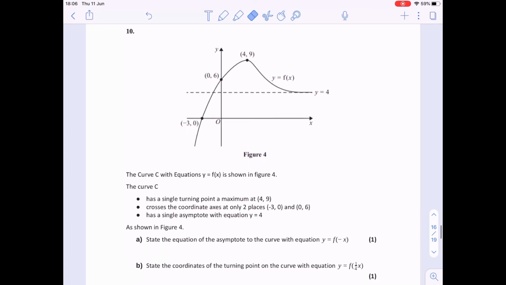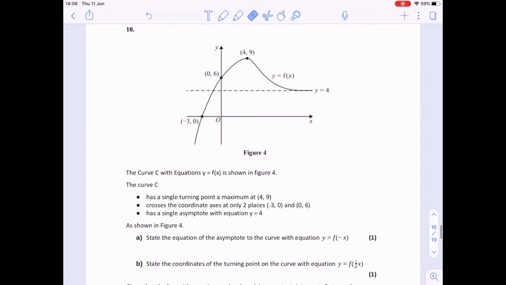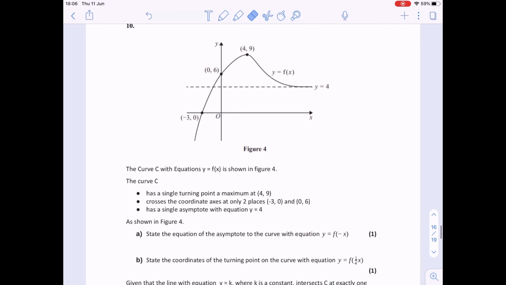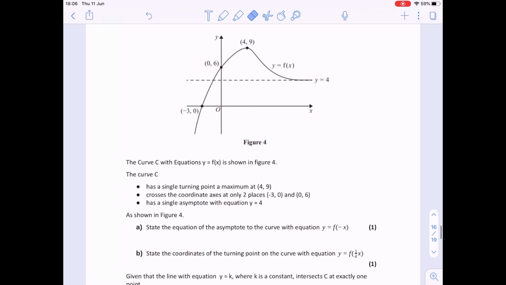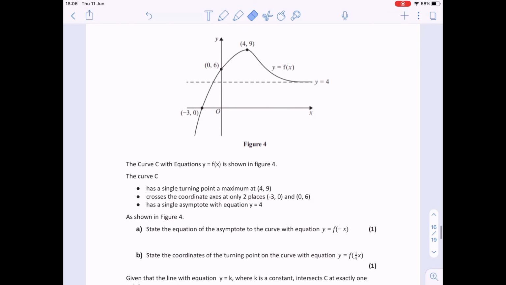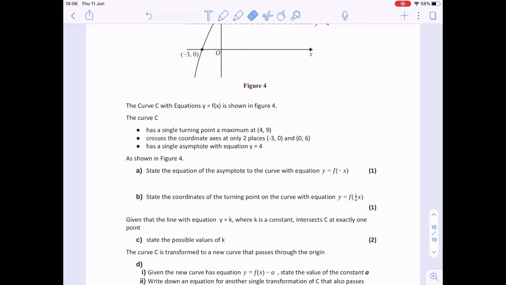Okay, question 10. We have a graph, and f of x is shown in figure 4. The curve C has a single turning point at (4, 9), crosses the coordinate axes at only two places, at (-3, 0) and (0, 6), and it has a single asymptote at y equals 4. So we're being asked, state the equation of the asymptote to the curve with the equation y equals f of minus x.